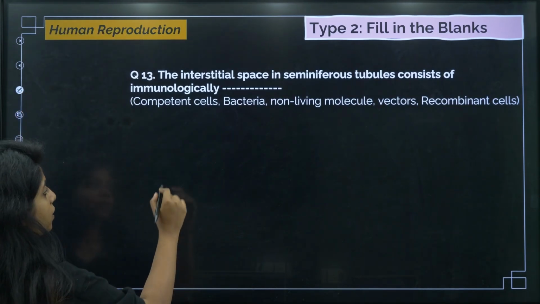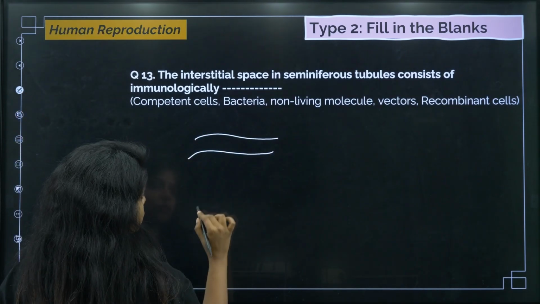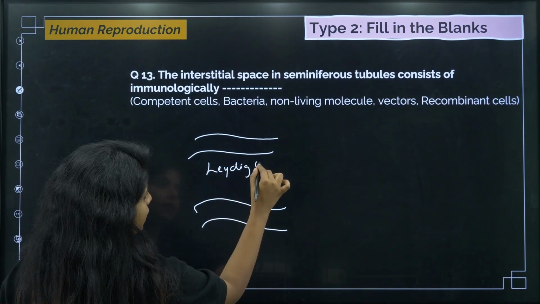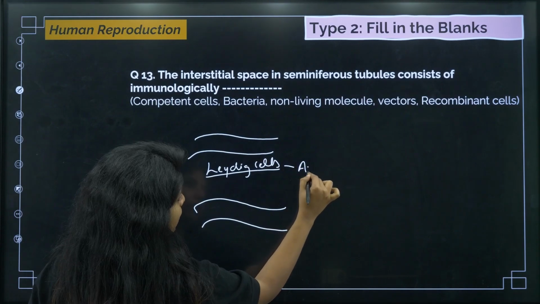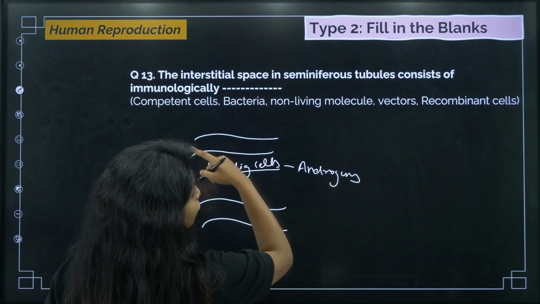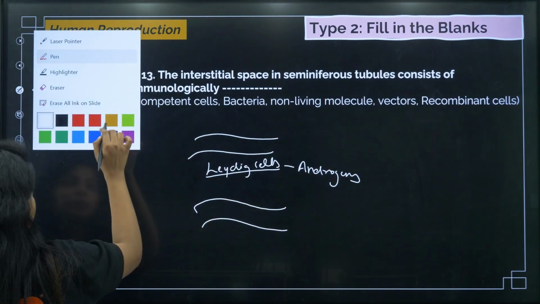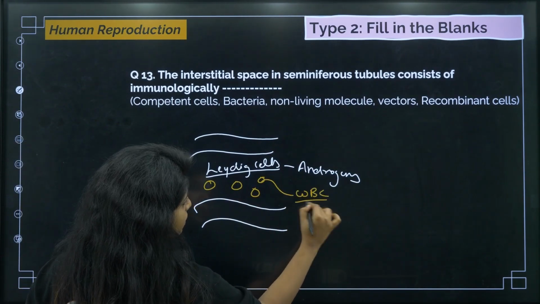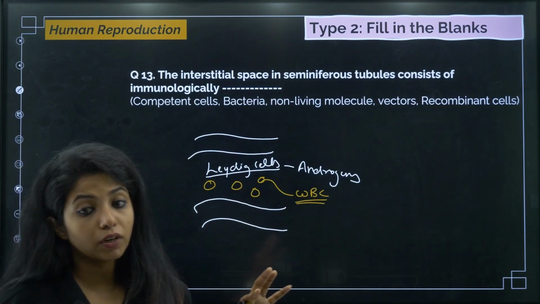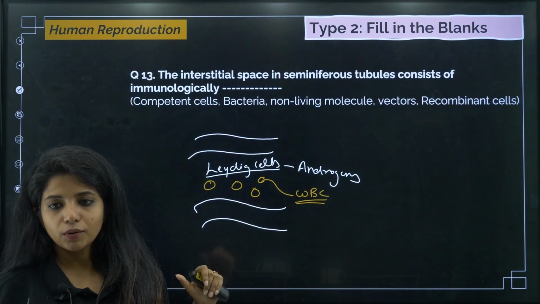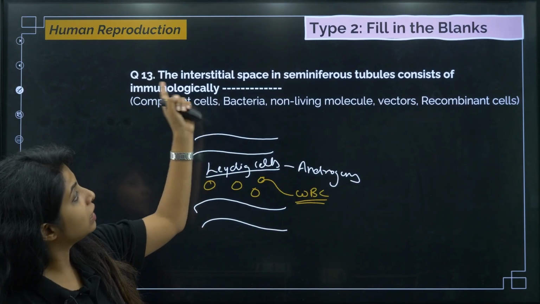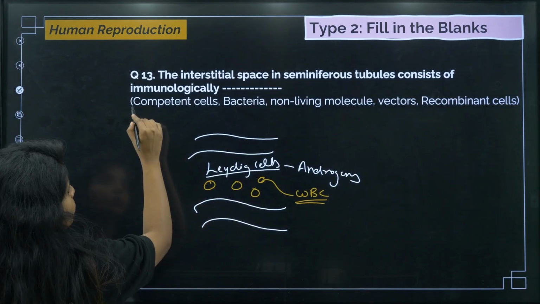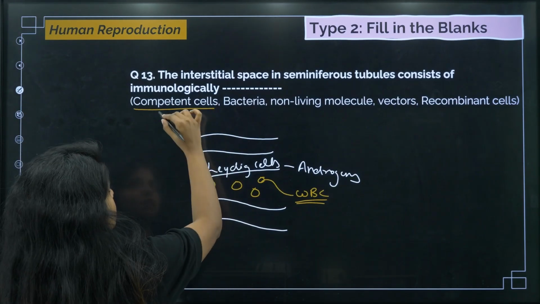So I told you about interstitial space. Remember, there is one seminiferous tubule, there is another seminiferous tubule. There is interstitial space where you find Leydig cells, and Leydig cells are responsible for the male hormones, that is androgens. And if you look for Leydig cells, you cannot find them over here. So what will it be? The next type of cells that are found over here are the white blood cells, the WBCs, which are there to kill any type of pathogens that come and attack us. So the interstitial space in the seminiferous tubules consists of immunologically competent cells, the ones that can compete and fight. So this is the answer, my dear children.